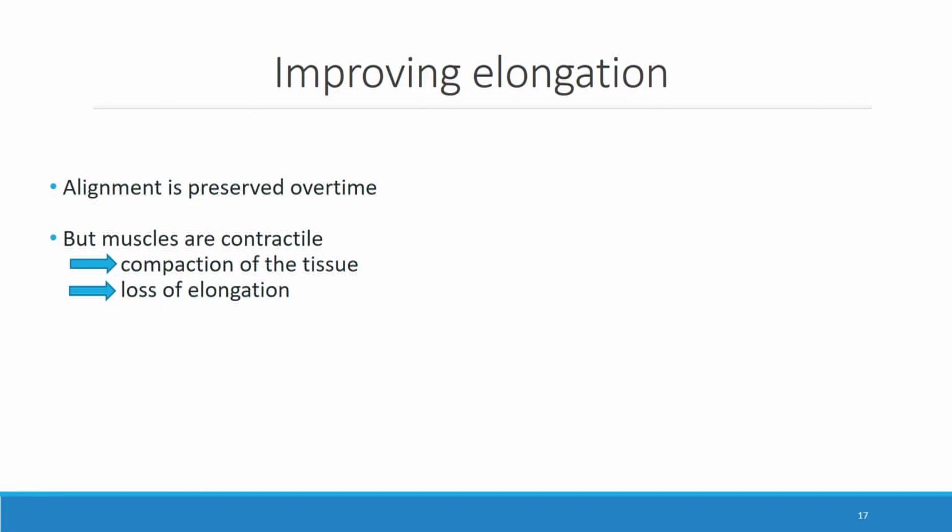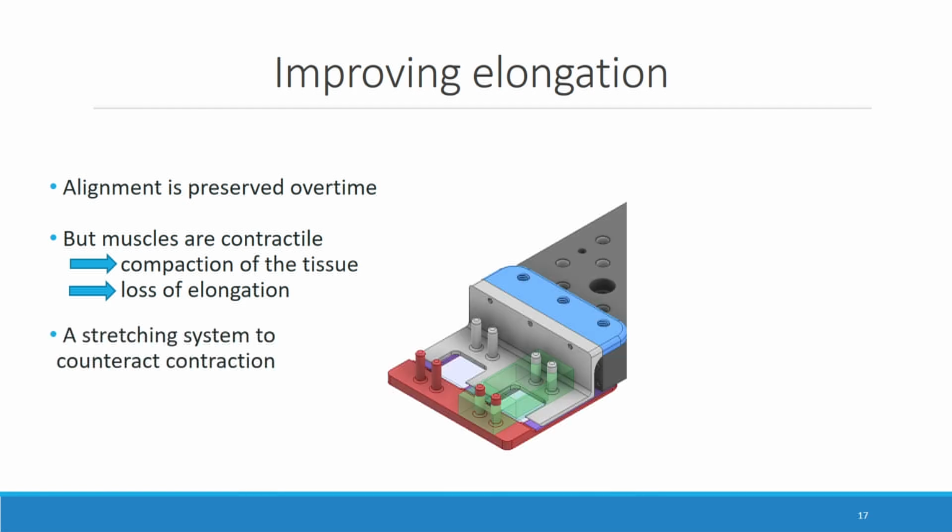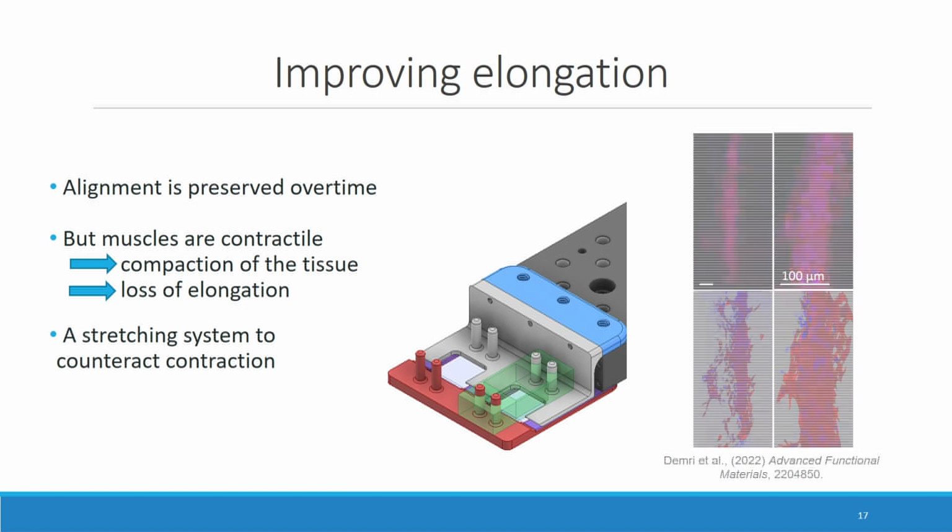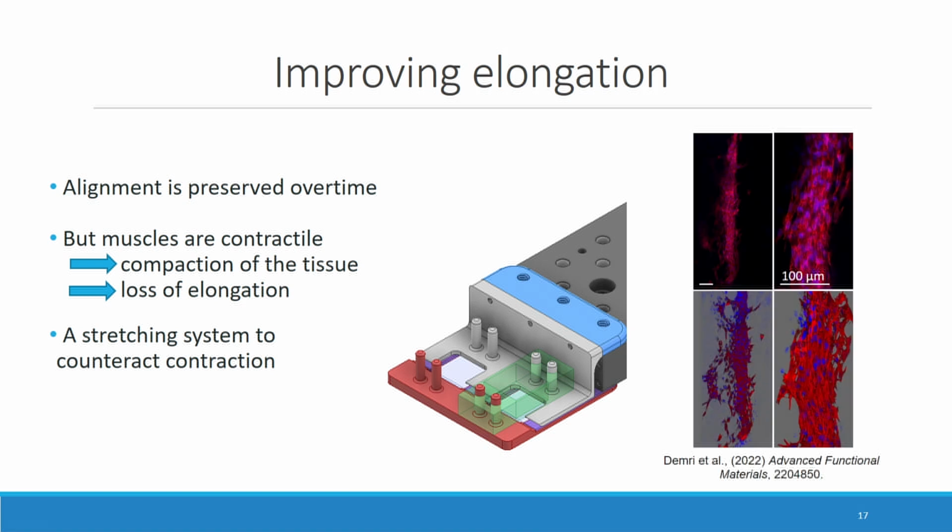However, even though the alignment is preserved over time, we see that our fibers tend to compact a little bit. There's a loss of elongation, mainly because muscle cells are very contractile. And so to counteract this contraction effect, we decided to apply an opposing force by stretching. And so we designed a stretching system on which we can clamp our chips, and when we stretch our chip, we also stretch the tissue we create. And when we stretch it, our tissue stays much more elongated, and the cells as well stay much more elongated.